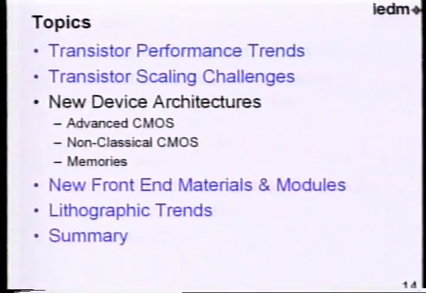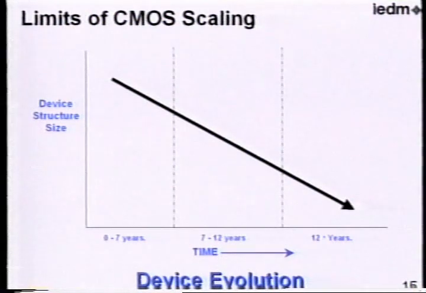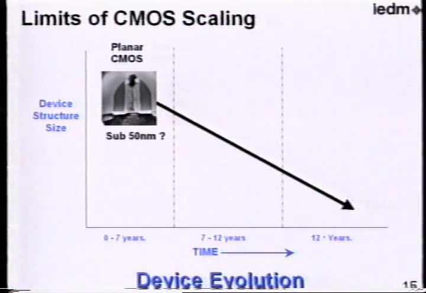So if we look at some device architectures and look at CMOS as we continue to scale, we've said we've been in this planar CMOS, and the question is how far can it be pushed from the physics standpoint and materials and so forth. And the prediction is it's good for another 7 years or so. And this is possibly down to about the 45 nanometer node.